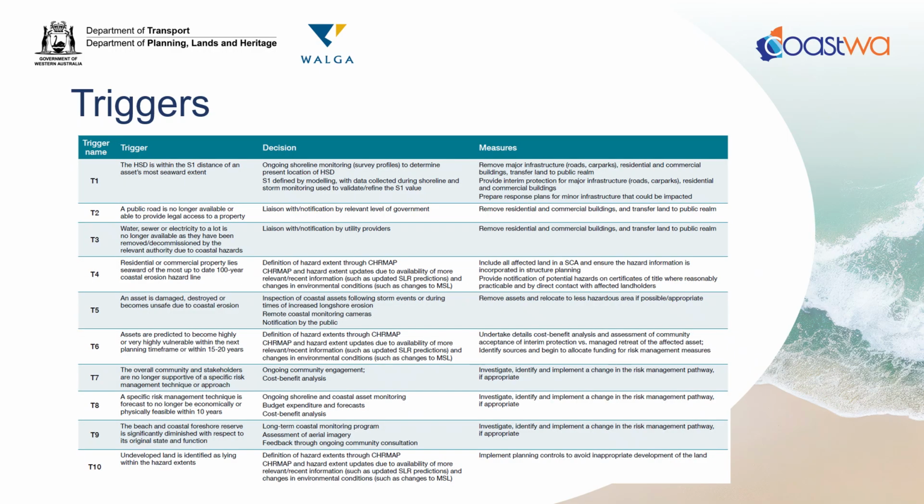Within the CHARMAP guidelines, there are a series of triggers. The table presented on this page shows a range of triggers which are appropriate. So, for instance, the HSD is within the S1 distance of an asset, so within the distance which may be lost in one significant severe storm, or other ones such as assets are predicted to become vulnerable within the next planning timeframe. So there's a series of different triggers which can be incorporated into that planning pathway framework.